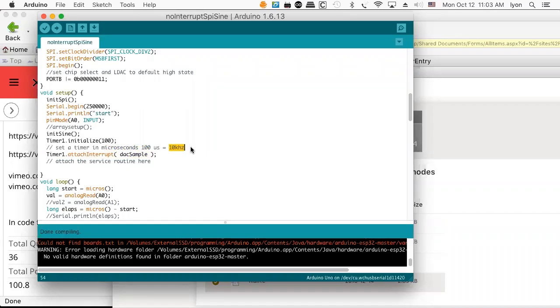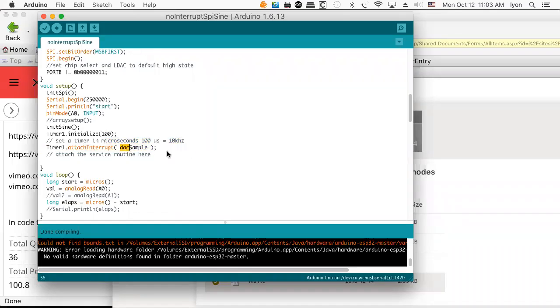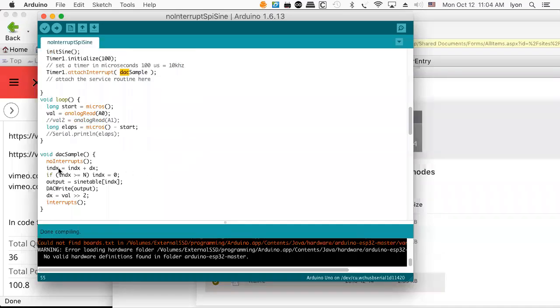And then I attached this so-called DAC sample. In DAC sample, I started by saying, okay, I'm sampling during an interrupt, and the last thing I need is for something else to interrupt me during this sample. So I called no interrupts, and that blocks out all the other interrupts that might occur so that I can focus on getting this sample done once every 100 microseconds. And then I proceeded to go through the sine table just like before and output it to the DAC.